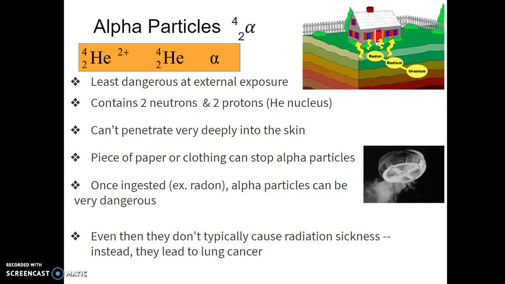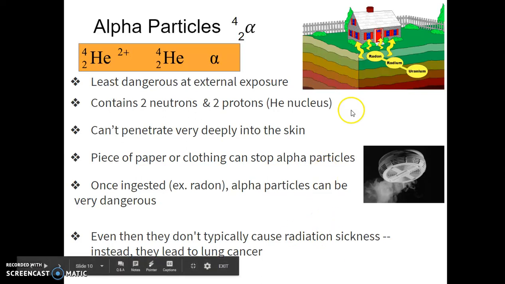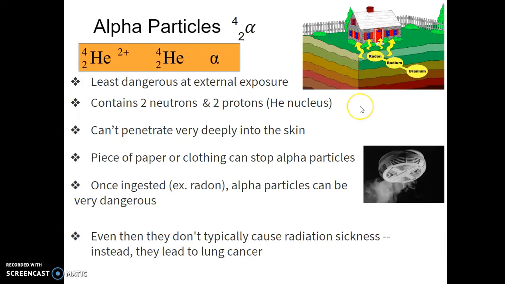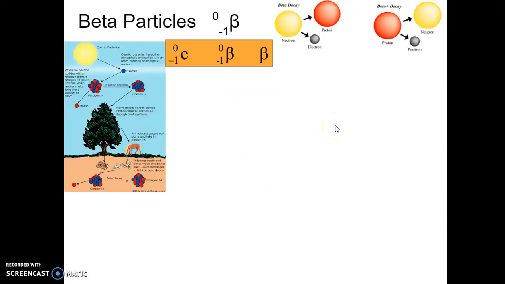For example, with radon, you're going to be taking them in from the outside. Uranium decomposes to radium, decomposes to radon, and then that radon can filter into your house. And that's why some people have radon detectors, or they get their house tested for radon levels.